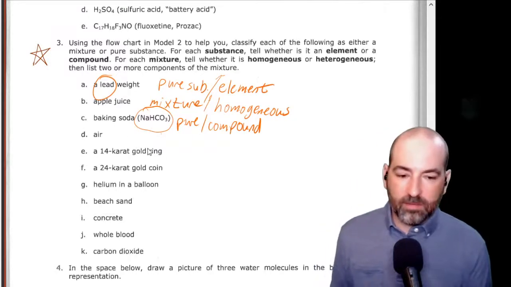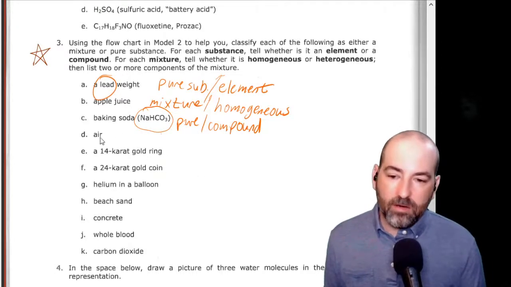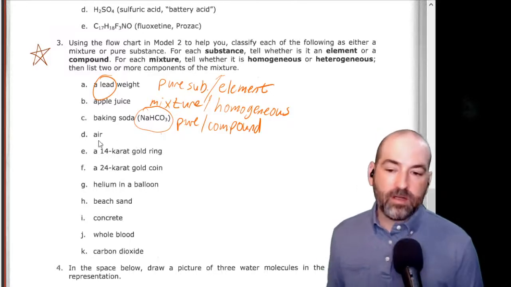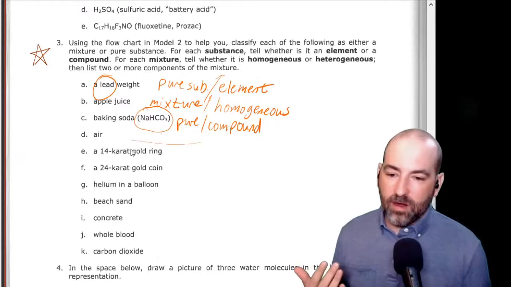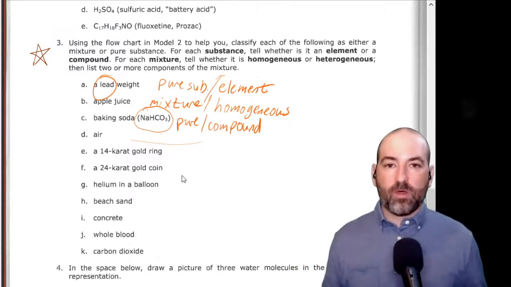and that makes it a pure substance, but a chemical compound. And then we've got air. Air is not a pure substance. Air is a mixture. If you don't know some of what these things are, like air or these different types of gold, please look them up so you have a sense of what that is.